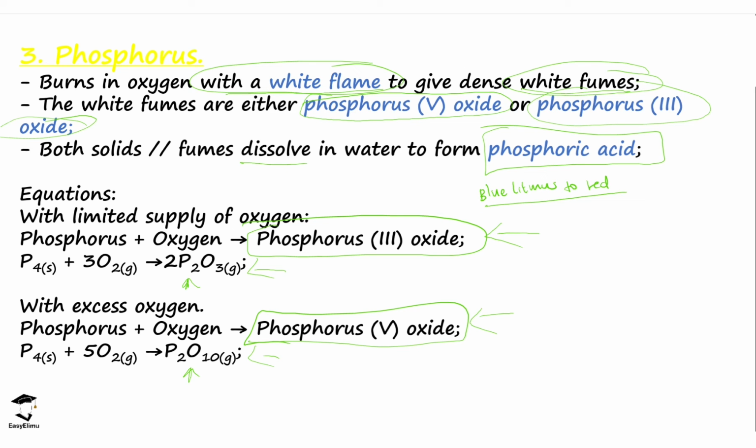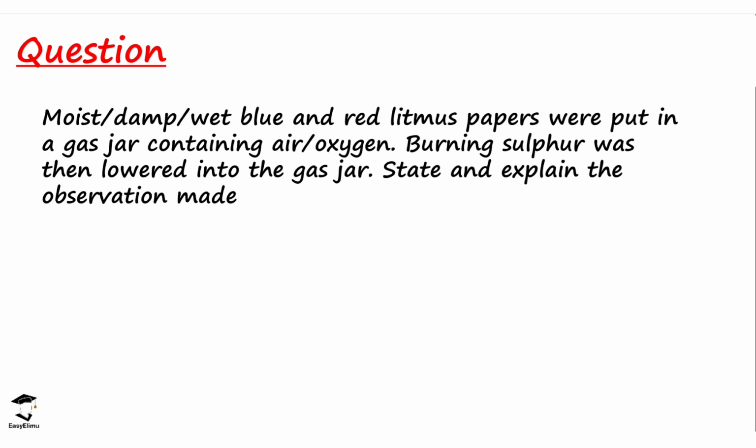Either the fumes are dissolved in water first and then a strip of the blue litmus paper is used, or if the gases themselves, you can put a wet blue litmus paper in the mouth of the gas jar. You're still going to get the same product. So let's look at one question in regards to what we have been discussing. Moist, damp or wet, it can be used alternatively. Blue and red litmus paper.